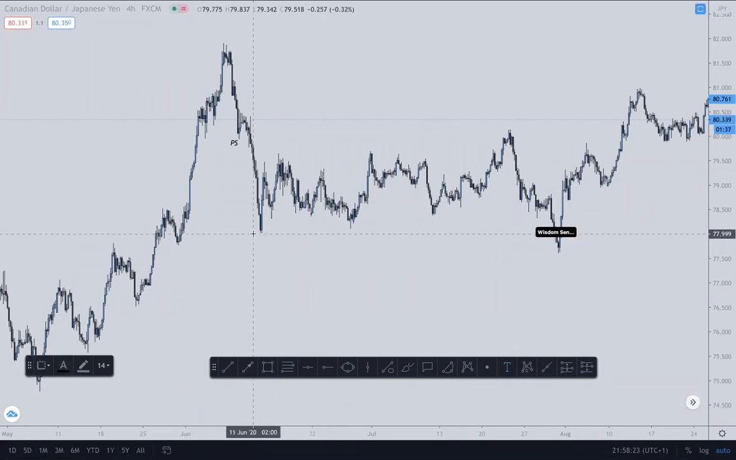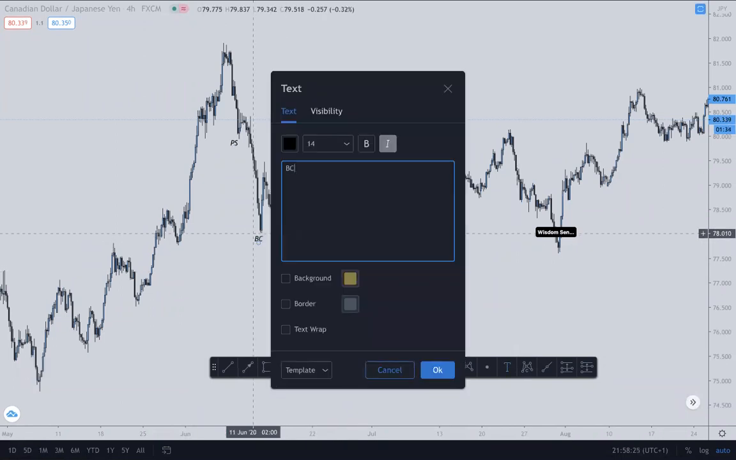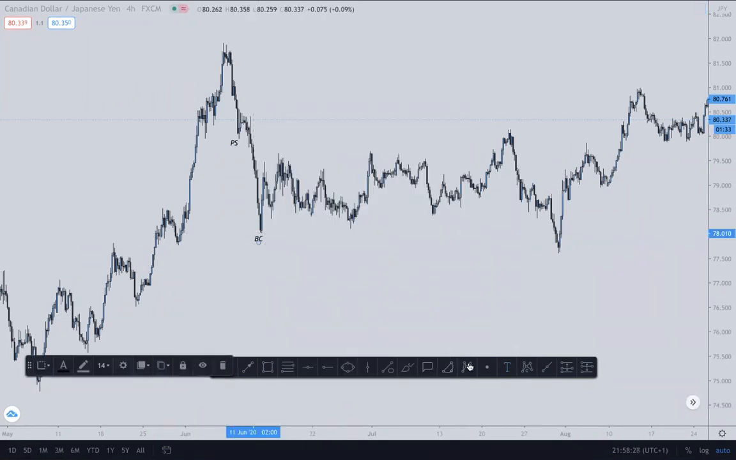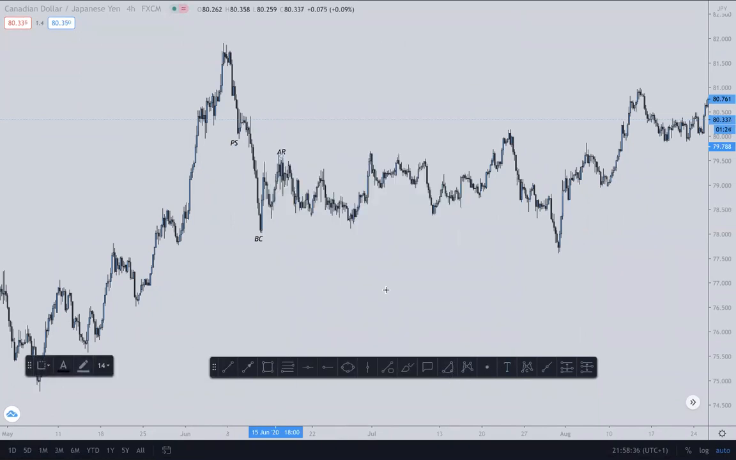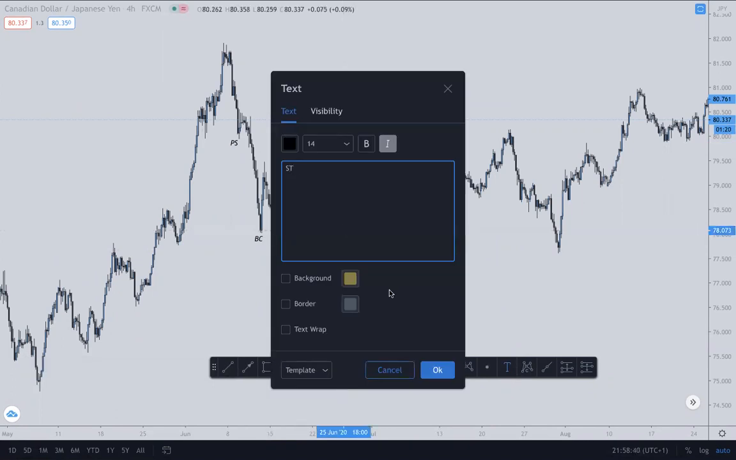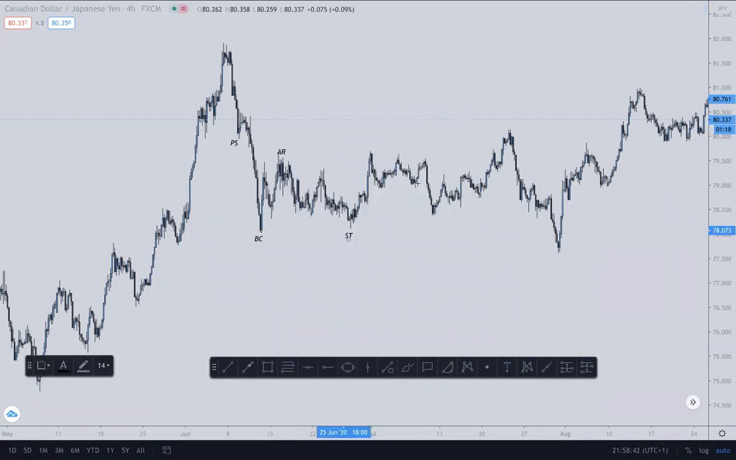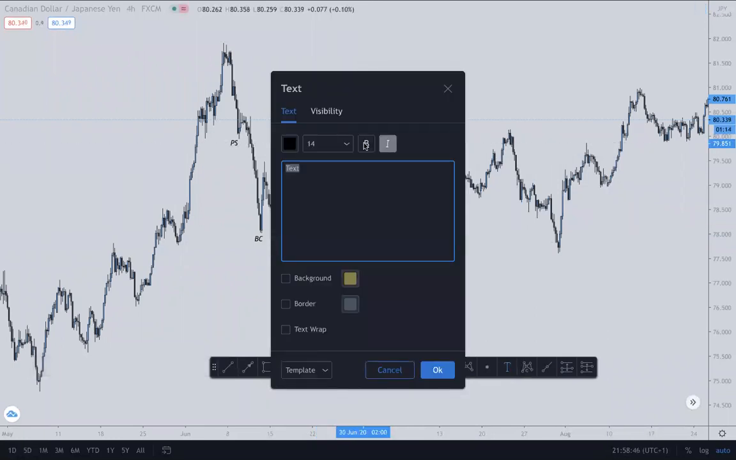This area will be our biclimax. We're just following price. This would be our automatic reaction. This will be our secondary test. And this will be the AU.